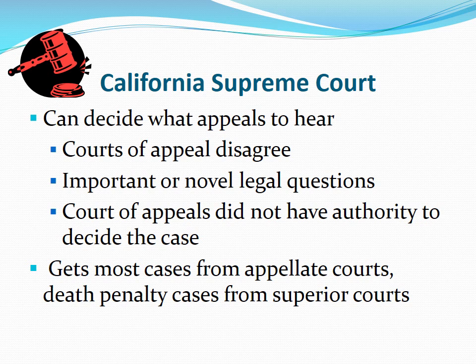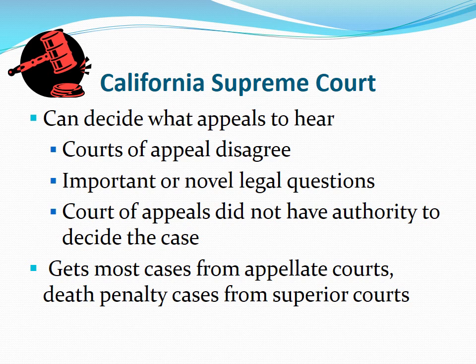Another reason that they might hear it is if the Court of Appeals did not have authority to decide the case in the first place. And we'll talk a little bit about jurisdiction in a while, and that's going to tell us about when a court would have authority to hear a case, and sometimes they just don't.